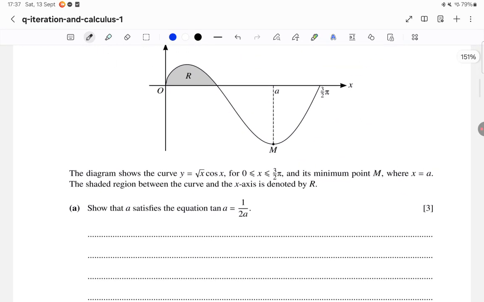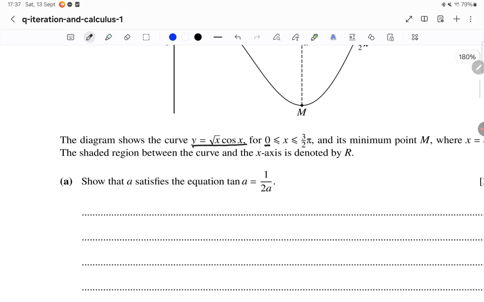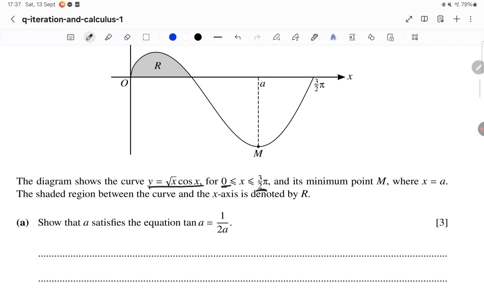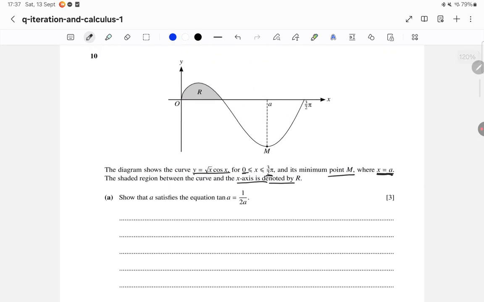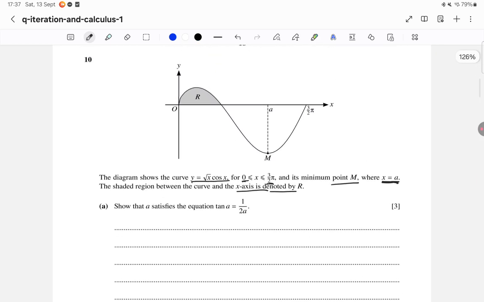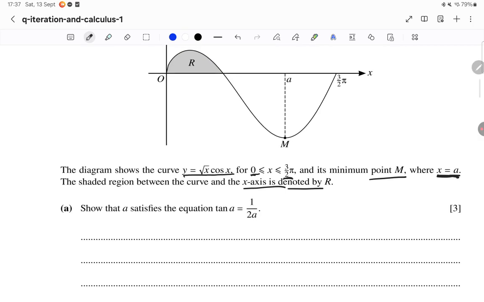Okay, so for this question, the diagram shows a curve y equals √x cos x with limits of 0 to 3/2 π and its maximum point M where x is equal to a, somewhat like the first question. The shaded region between the curve and the x-axis is denoted by R. So show that a satisfies the equation tan a = 1/(2a). So it's just like the same question earlier.